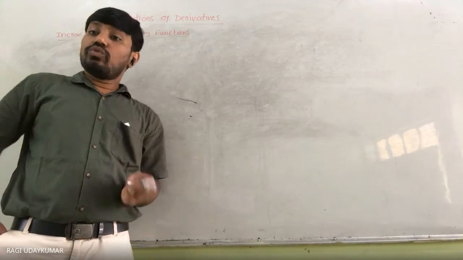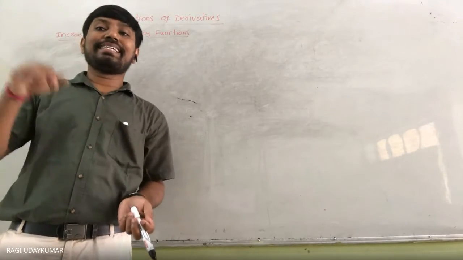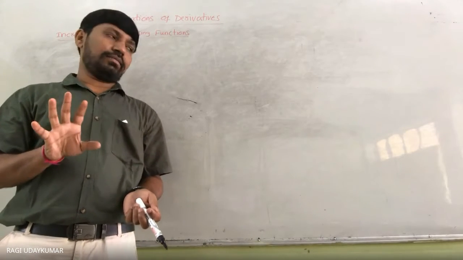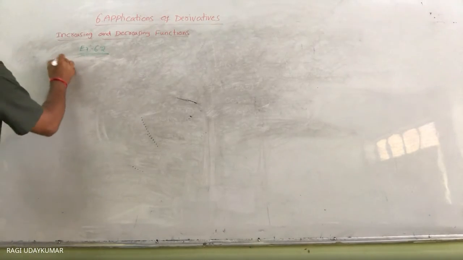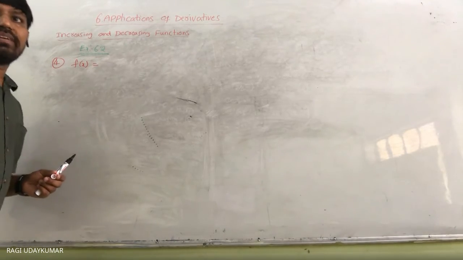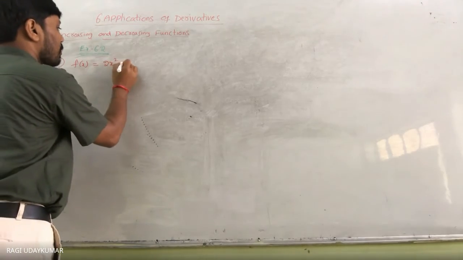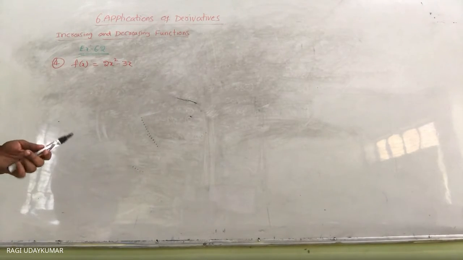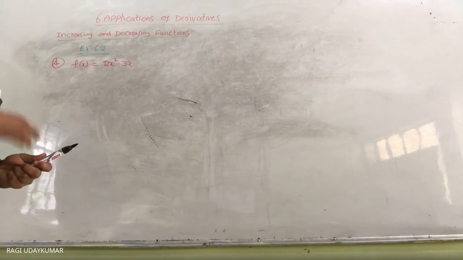So using the wavy curve method, it is an easy task to find out the interval in which it is increasing and in which it is decreasing. Okay, so the question is given to you here. Normally, let us see. The given function is f of x equals 2x square minus 3x. Find the interval in which it is increasing, and find the interval in which it is decreasing.